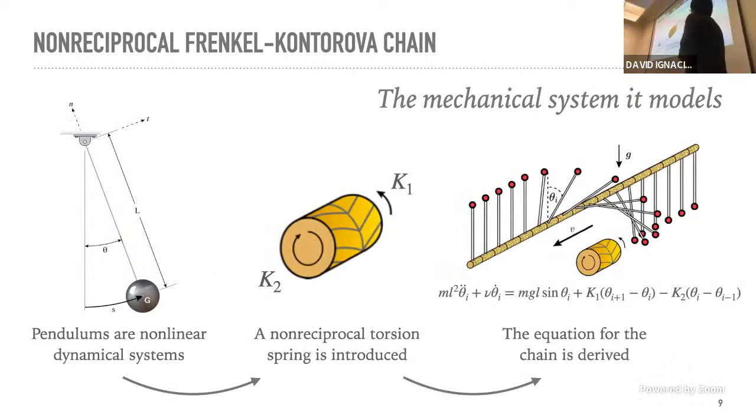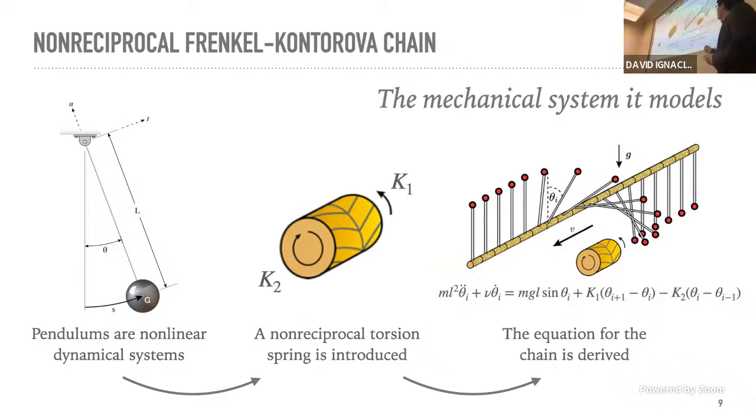So how do we do this? We start, for instance, with pendulums, because pendulums are the basic nonlinear system that we all know. Due to the restrictions of the motion of a pendulum, the weight is a nonlinear function that acts on it. Then we introduce a non-reciprocal torsion spring that, similar to what these robots do in the previous video that I showed you, is able to feel if it is being perturbed from the right or from the left.